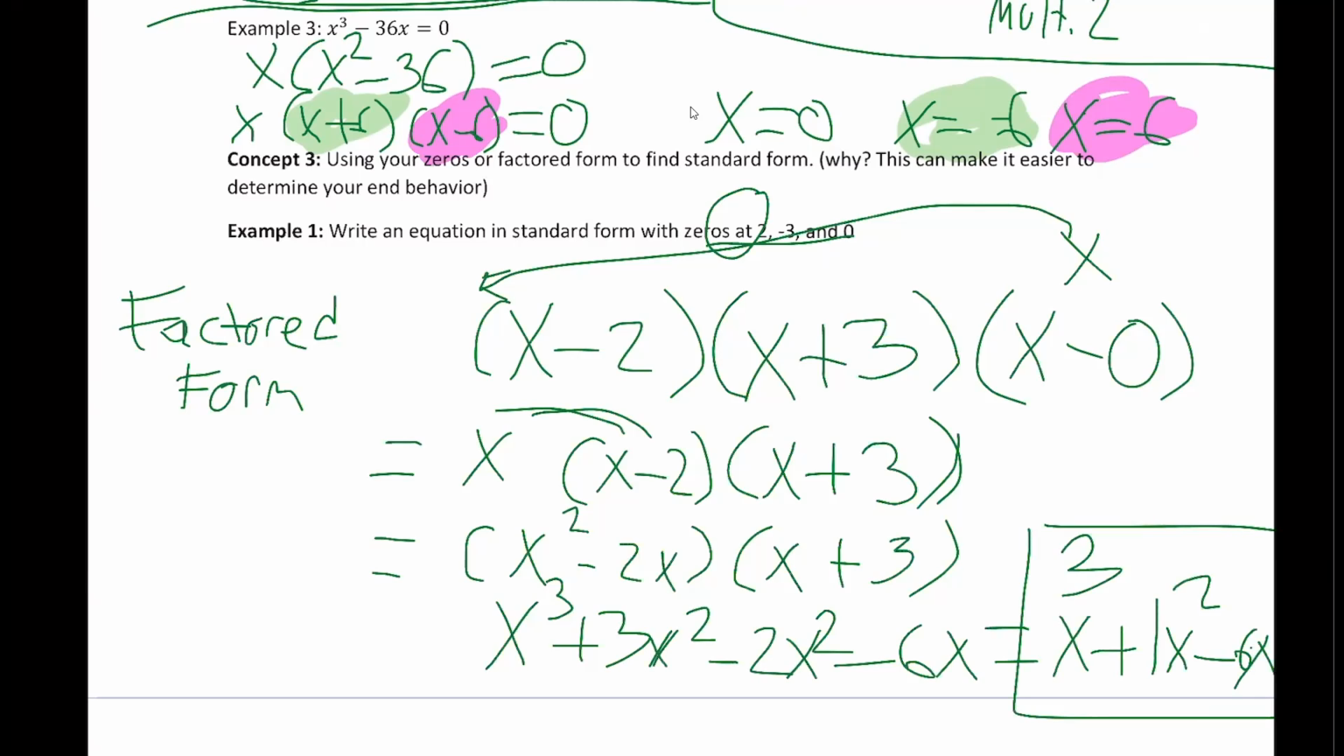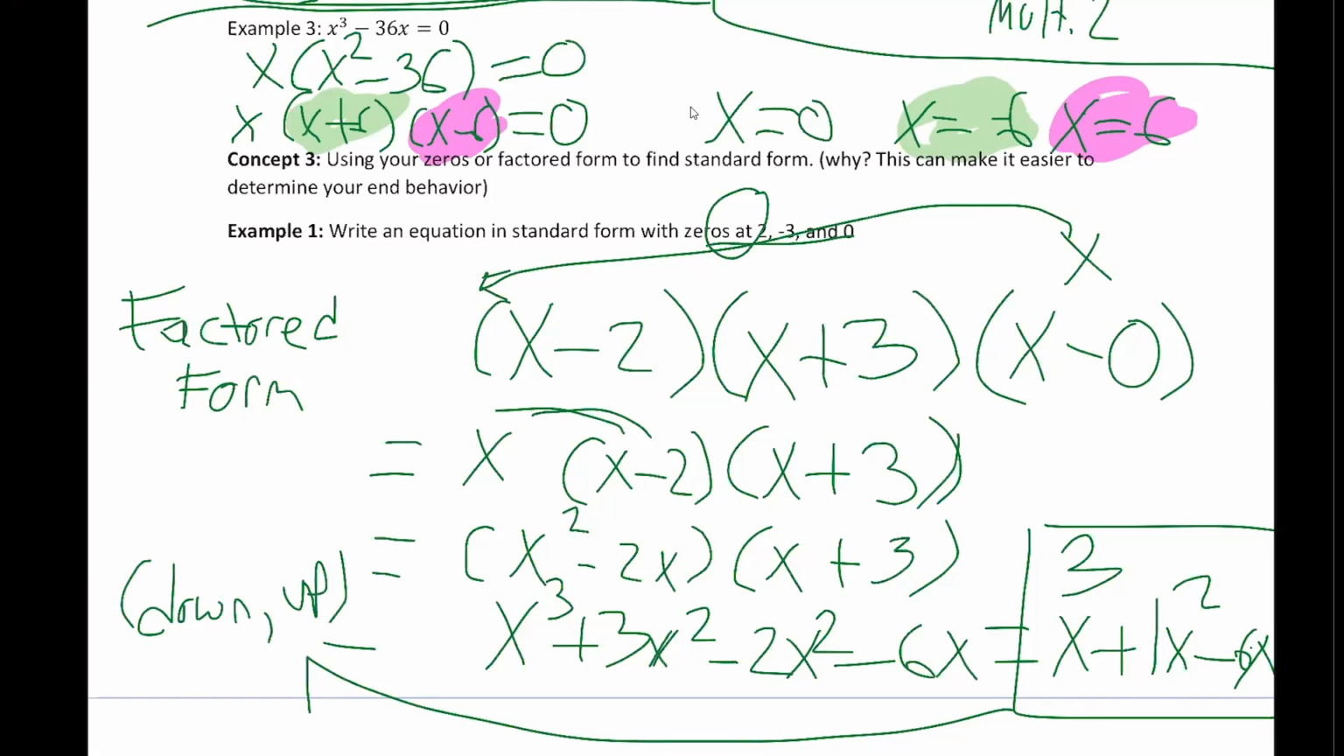The nice thing about getting a polynomial into standard form is that we can know what our end behavior is. If you remember, that's a positive coefficient with an odd degree. So as it goes to the left, it would be going down, and as it goes to the right, it would be going up. Our end behavior would be down and up. It would look something maybe like that, like a positive cubic function.